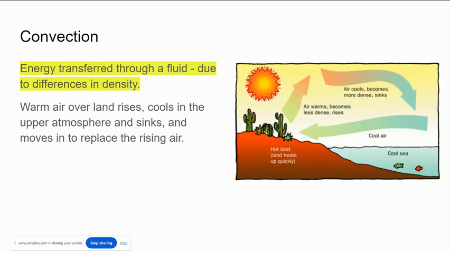And what happens is, over the land, the beach, it's hot, and the air rises because it's less dense. As the air rises, it moves over the water. As it goes up, the air is cooler up there, and it cools off and sinks. And then the cool air from the ocean moves in to replace the rising warm air. We call this a convection current.